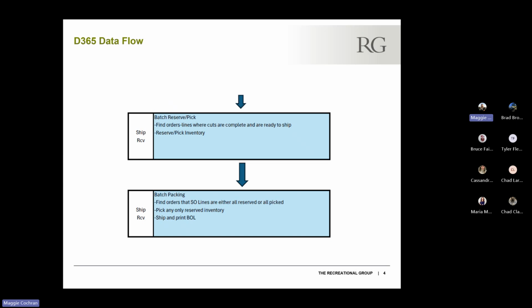But the batch reserve and pick shows me how many cuts are needed for a given sales order, and how many cuts have been made. It basically lets you know when a sales order is ready to ship. So when you make that cut and it's reserved, it's automatically indicated in batch reserve that this cut's been made. You can ship it.